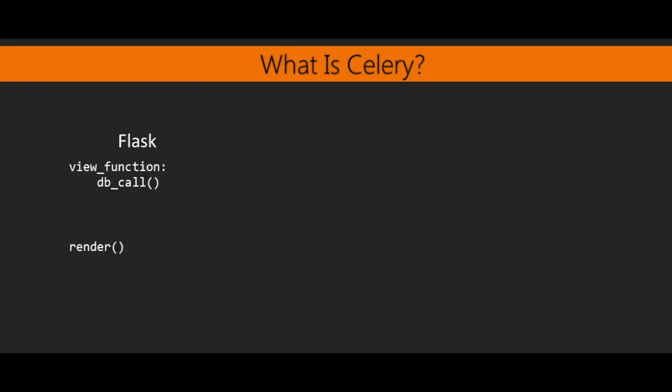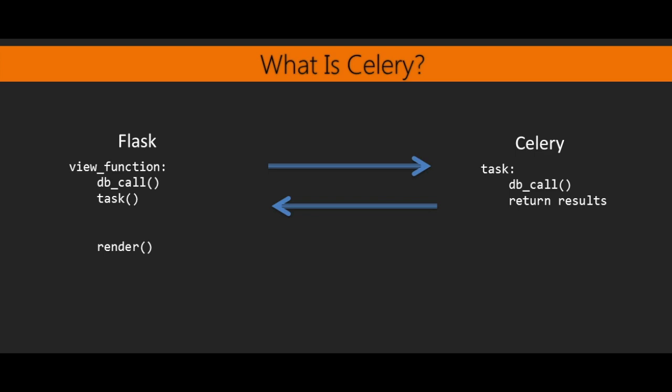To understand this better, let's walk through an example. Say we have an expensive database operation, and we want to have the main Flask process do other things while the operation is going on. First, we would define a Celery task that performs our SQL call. Then, in the view function that required the operation, we call the task we defined.